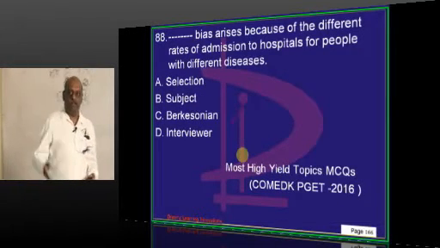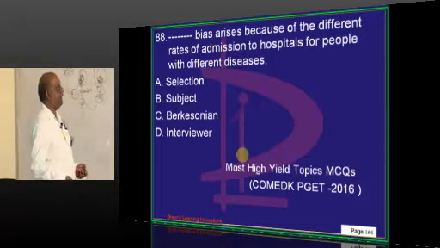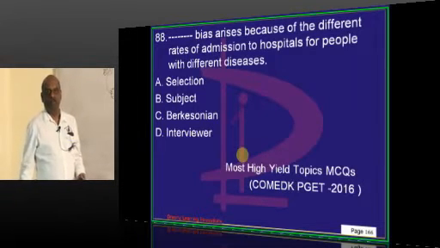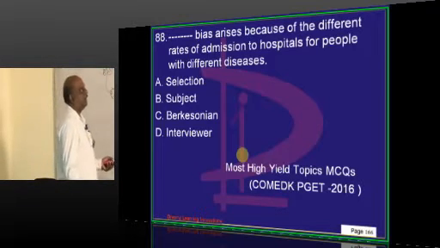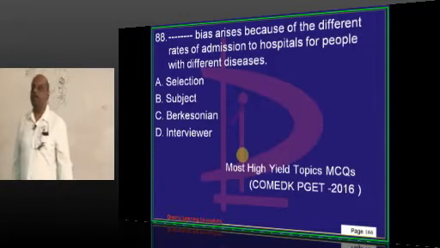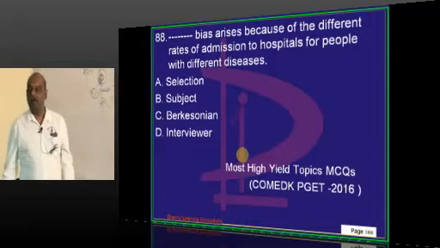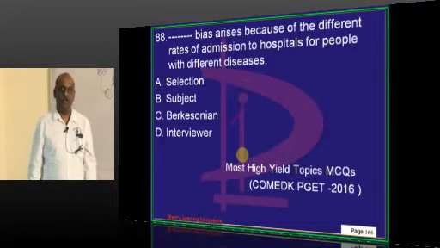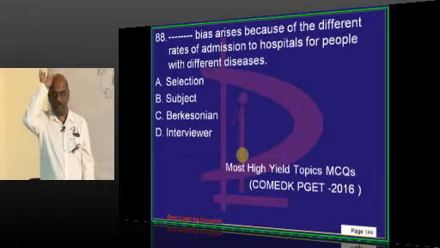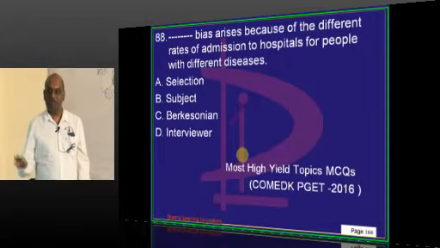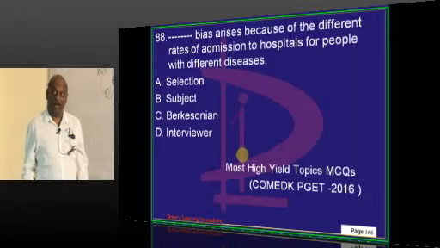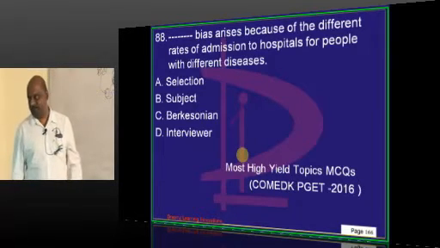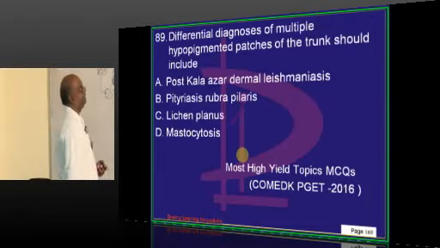Which bias? Because of the different admission rates to the hospital with different diseases. Parkinsonian bias, right? For example, if you go to a cancer hospital, out of the 100 people in the OP, 95 people have cancer only. But you can't say that in the entire Hyderabad, 95 out of 100 have cancer. Just because you have more cancer people coming because you are a cancer hospital. Such a bias is called Parkinsonian bias, is what needs to be remembered.